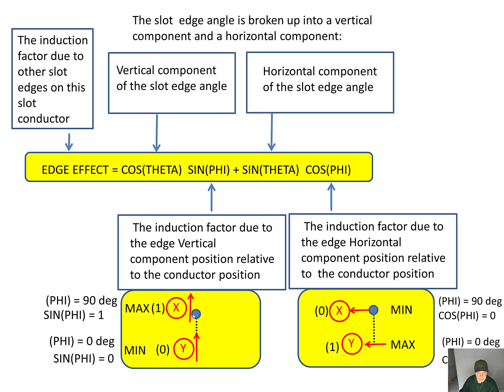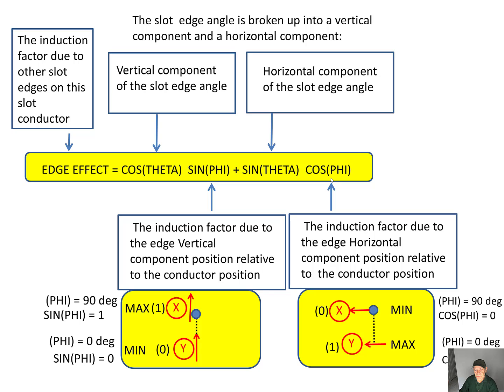So basically, if you look down here, looking at the vertical component, when it's right beside the conductor, in the horizontal direction, the phi angle is 90 degrees and the sine of phi is 1. So this is the maximum at 1. If you take this vertical component and move around down to the bottom, where the position is 180 degrees, phi will be 0 degrees and sine phi will be 0. So this will be at the minimum position.